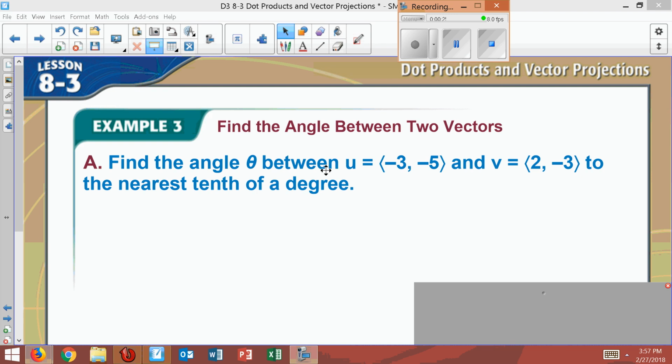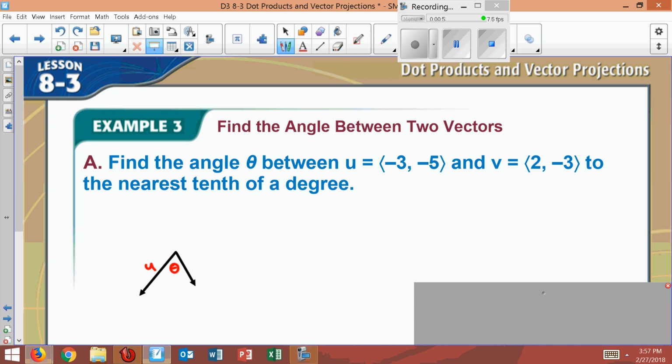So here it says find the angle theta between these two vectors. So let's just look real quick. -3, -5. I'll just do a rough graph. It would be left 3 and then down 5. So it'd be something like this. And this one would be right 2 units and down 3 units. So it'd be something like this. We're wanting to know what is theta here, given that this is U and this is V.